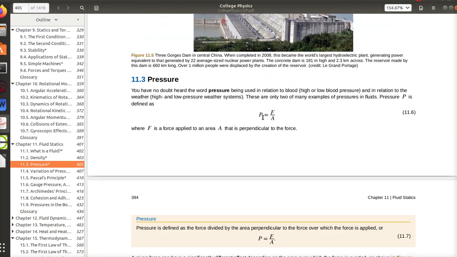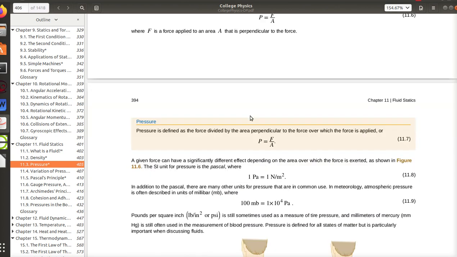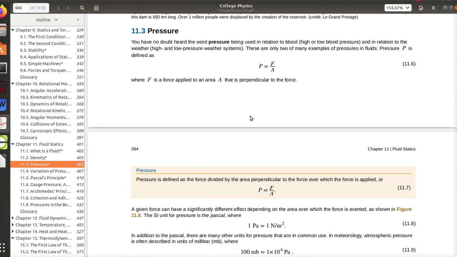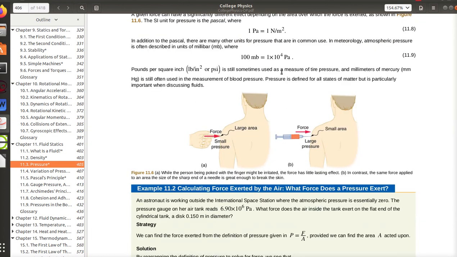Pressure is force per unit area. Now this is one of the fundamental hydraulics formulas that you use. Actually, hydraulics and pneumatics. And it's Pascal's law. Pressure is force divided by area. So if you have a small amount of force on a small area, you don't feel it. But if you get a larger force on a small area, then you feel it.